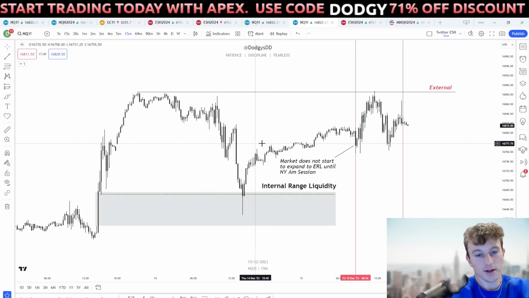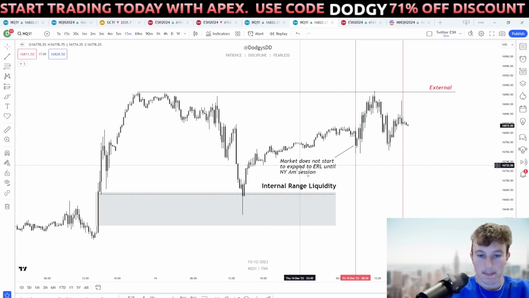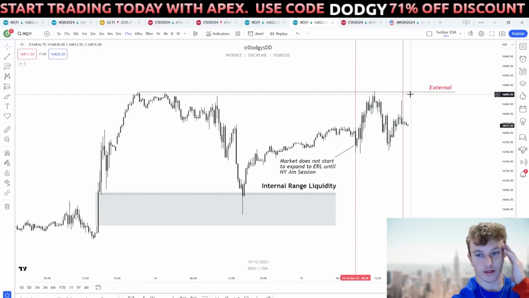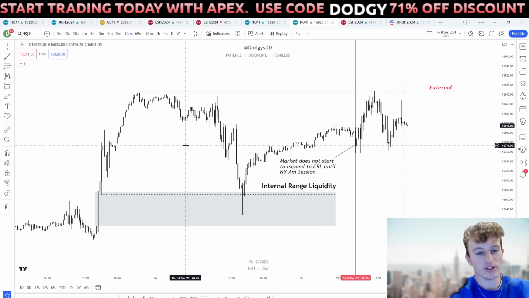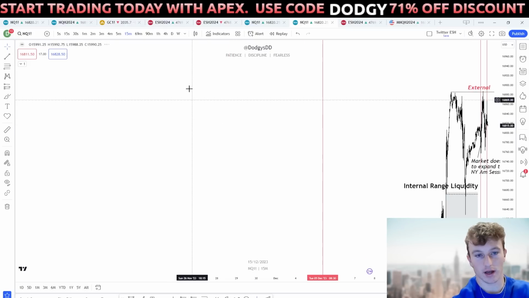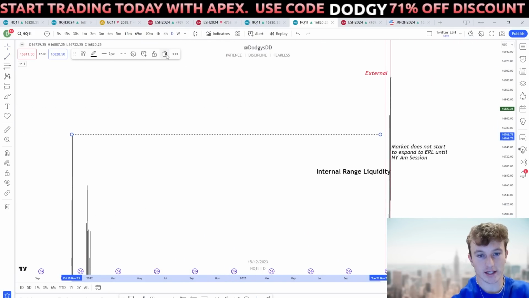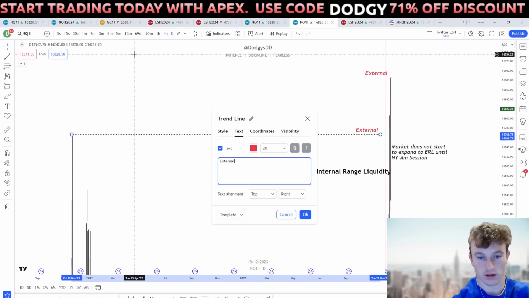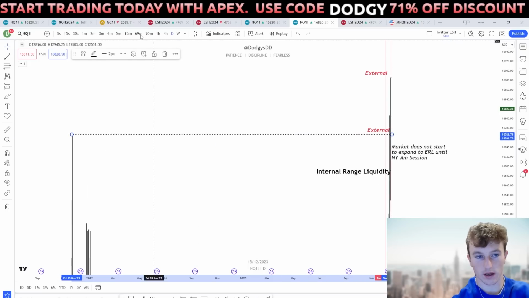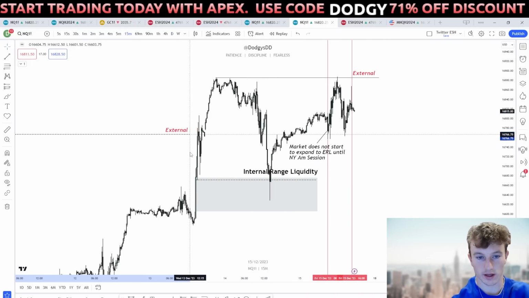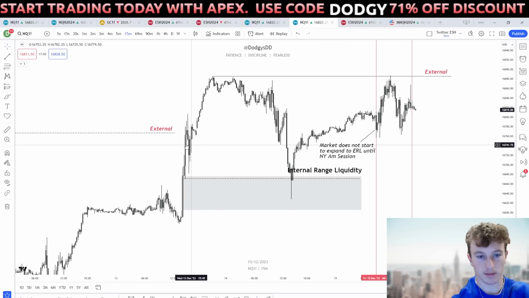And the other thing I want to say about this chart is, see how the market here moves from internal range to external? The market can move from internal to external or external to internal. We actually see the market move from external to internal here in this example. So if we look closely, we had buy side right here. This was external liquidity. And the market does move from external to internal.